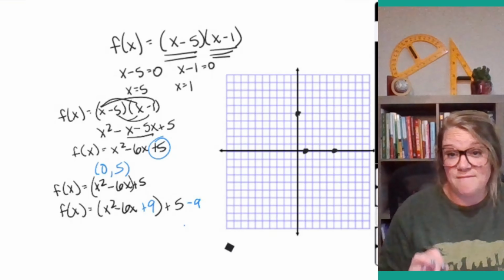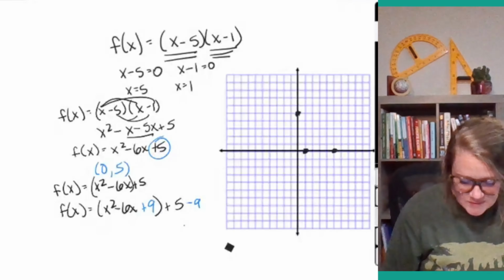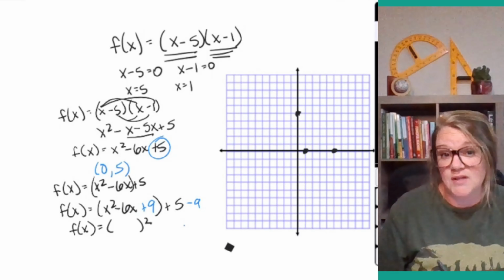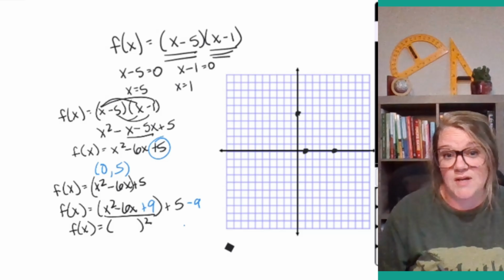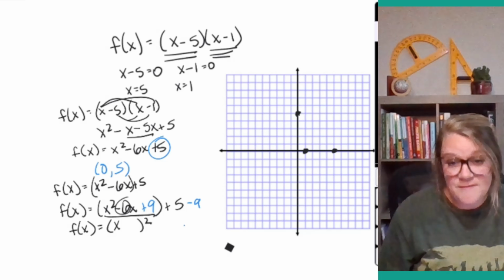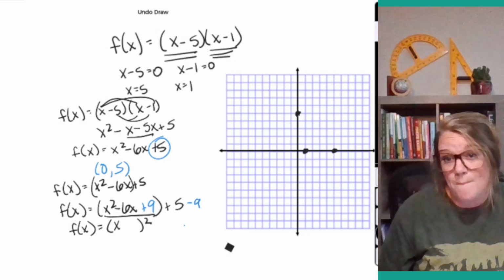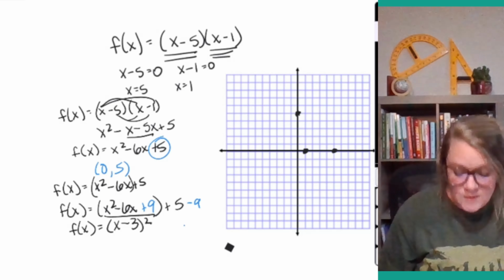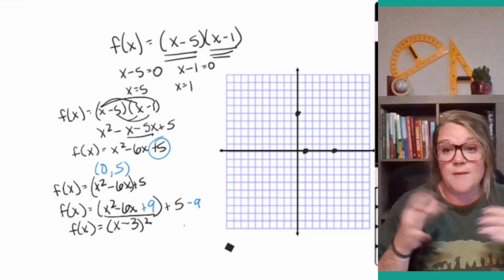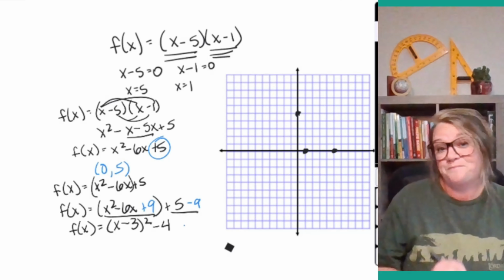So now that I have that, now I'm ready to write this in vertex form. F of x equals, now something squared, if I FOIL it out, gives me what's in this parentheses right here. And remember to get that, x is going to go first. Half of that middle term, or half of negative 6, is negative 3 or minus 3. So that's what's going to go in my parentheses. X minus 3, the quantity squared. And then I'm going to combine those last two like terms at the end, minus 4.